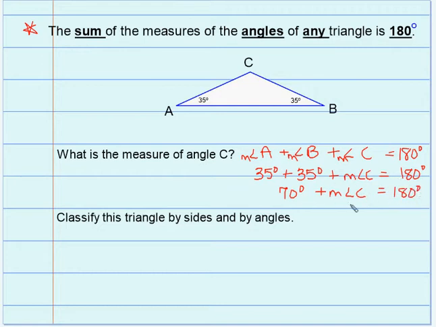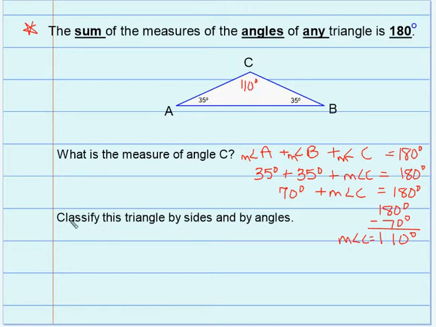And since I'm looking for an addend, I would subtract: 180 degrees minus 70 degrees is going to leave me with 110 degrees for the measure of angle C. Okay, so I know that this is 110 degrees.